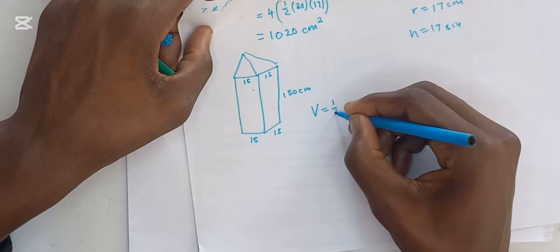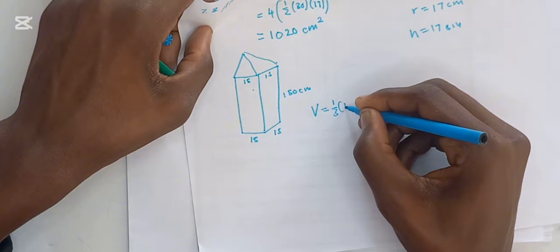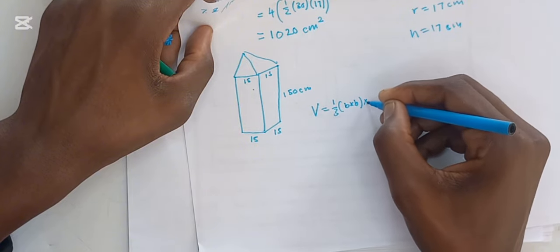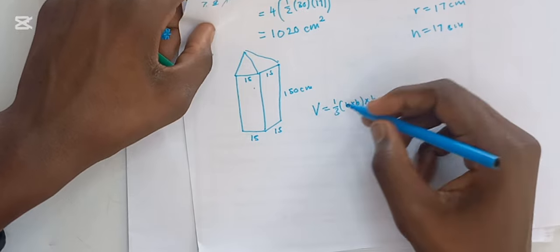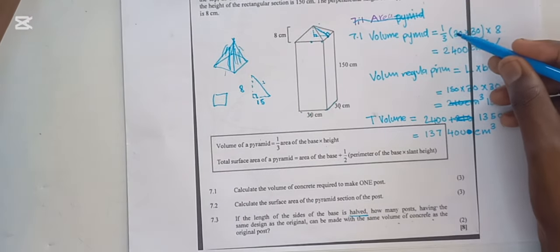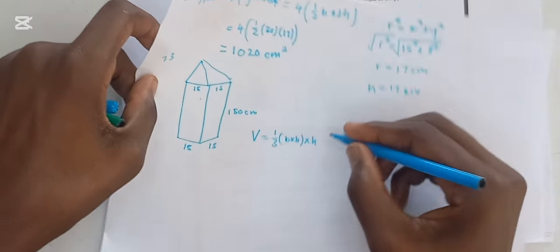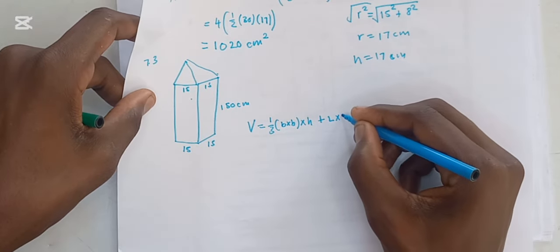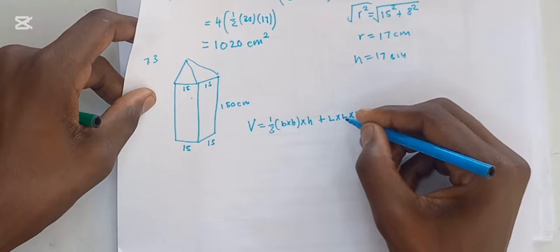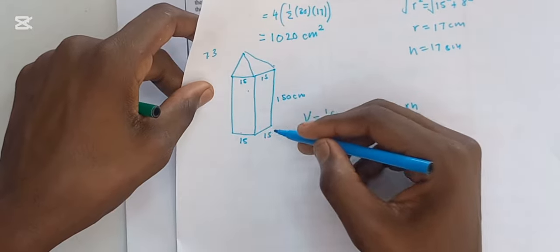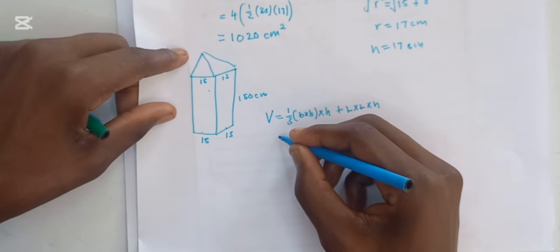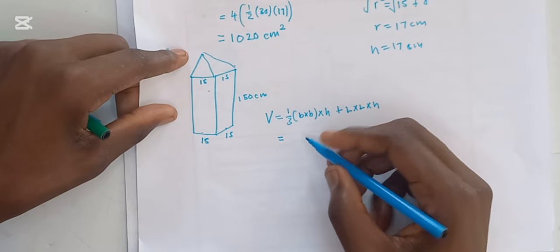It's going to be one third base multiplied by base, multiplied also by the height. So this is the first one, the volume of the pyramid, and we're going to add it to the volume of the rectangular prism, which is length multiplied by height. Since this one has a square base, all these are the same. This one is the only one that is different. So now we're going to look for the new volume of this thing.